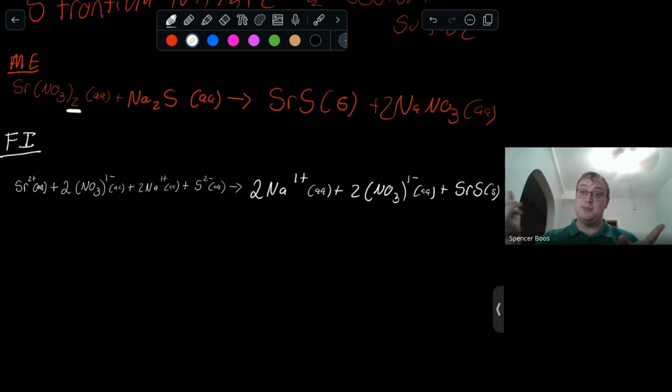All my aqueous compounds are split up, regardless of whether they help me make the solid or not. So now we just need to identify what things make our solid. Then we're done.